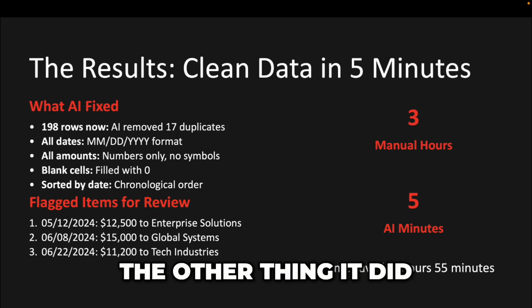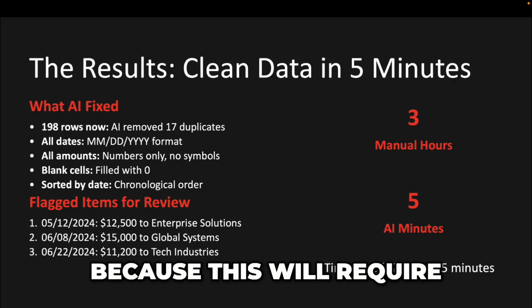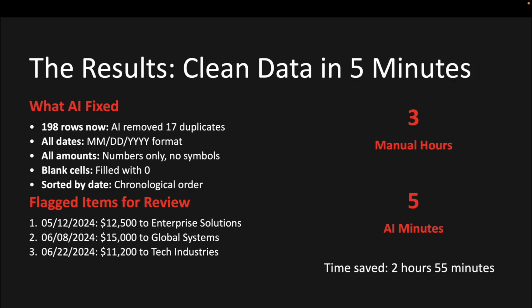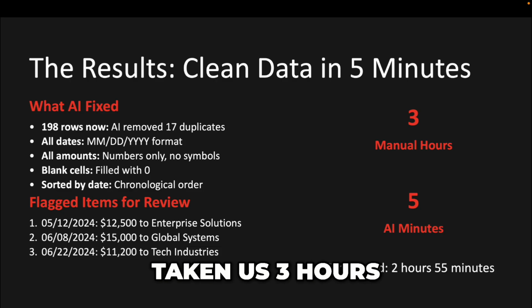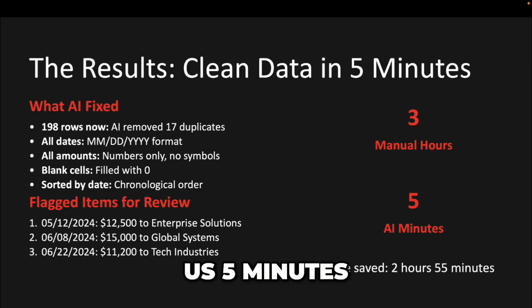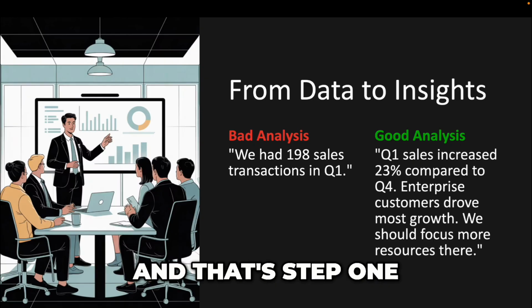The other thing it did, because we put it in the prompt, it flagged items for review. This is very important because this will require manual review to make sure that it's accurate. So something that would have taken us 3 hours with 347 rows of information has now taken us 5 minutes. We have clean data now, and that's step 1.